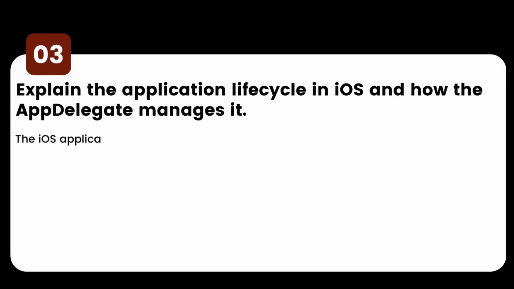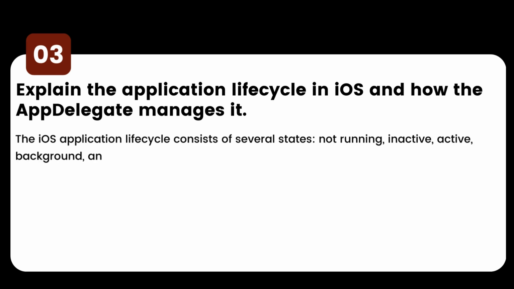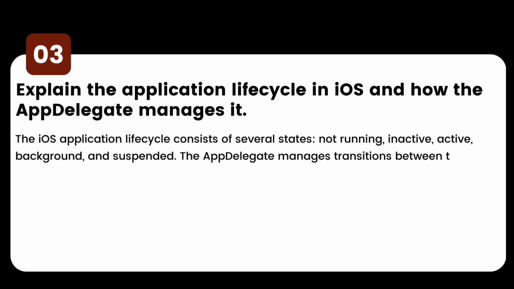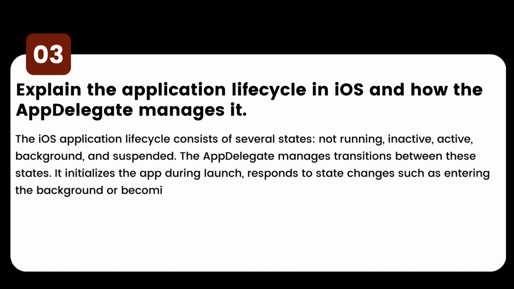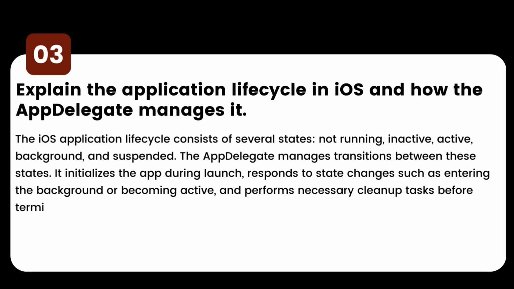Explain the application lifecycle in iOS and how the app delegate manages it. The iOS application lifecycle consists of several states like not running, inactive, active, foreground, and suspended. The app delegate manages transitions between these states. It initializes the app during launch, responds to state changes such as entering the background or becoming active, and performs necessary cleanup tasks before termination.